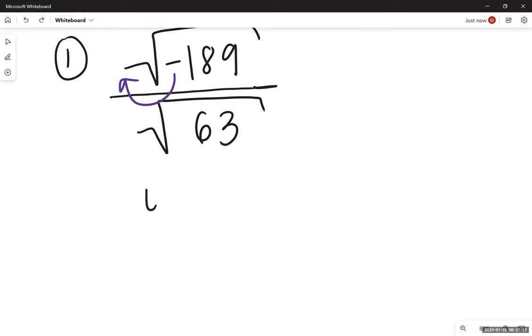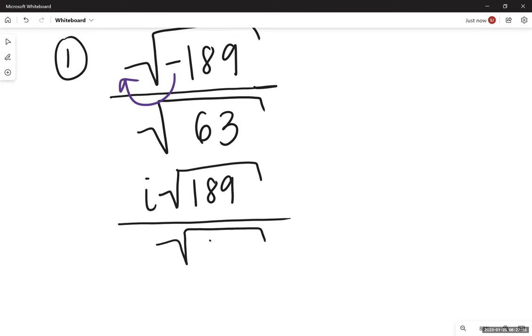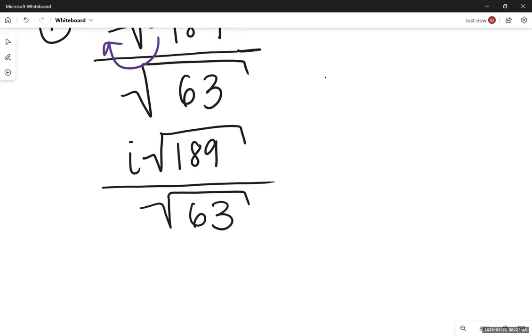negative i square root 189 over the square root of 63. And then I would just immediately, I'm probably gonna have to show y'all the rule first for it to make sense. If you ever see division of just one radical over another radical, just immediately do this step. And it should always work out for you instead of me showing you the three different ways it could, and then you're having to go through all of them.